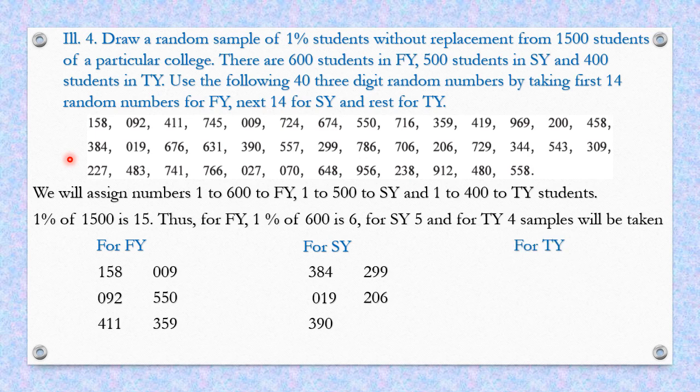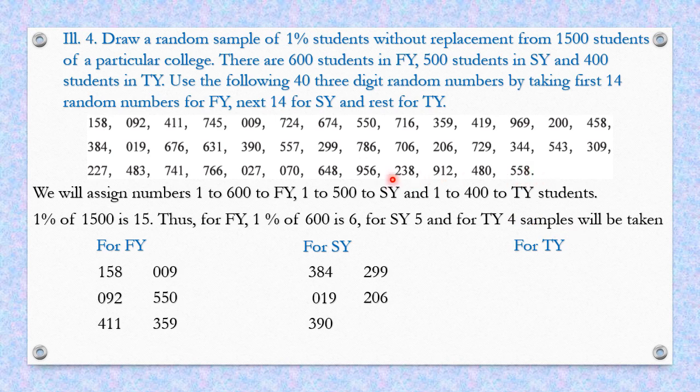No, we only have to take 5 students, right? 6 students for FY, 5 students for SY. So next we have to take for TY. Now in the TY we have these numbers, and the strength of TY is 400 students. We only have to take 4 students.